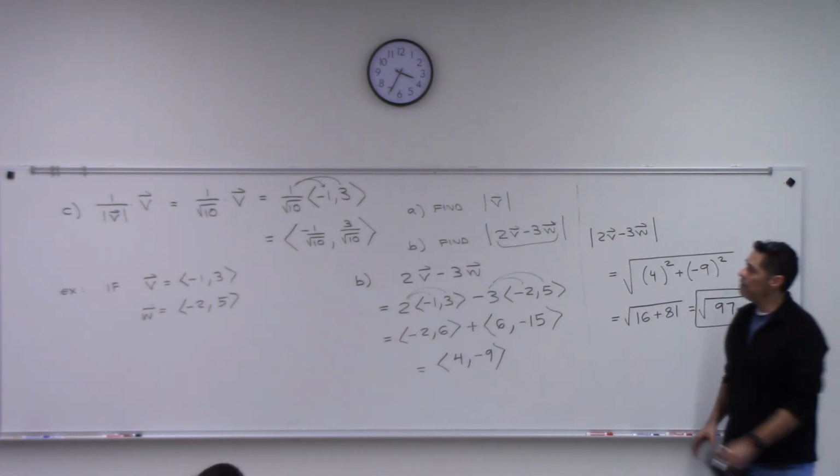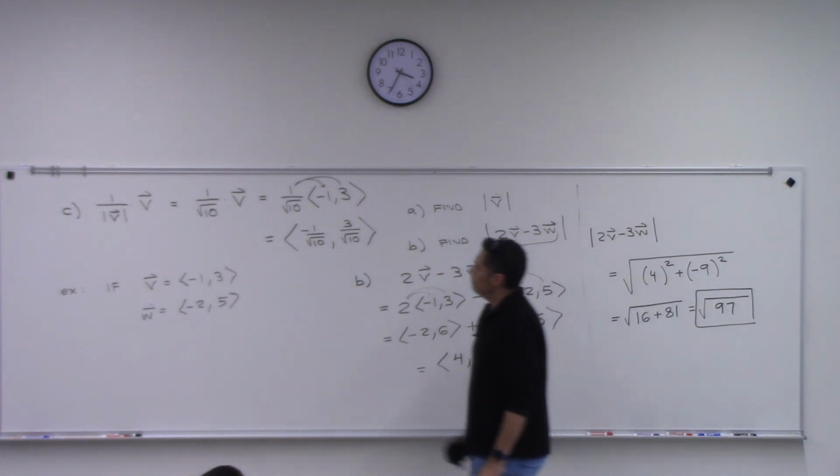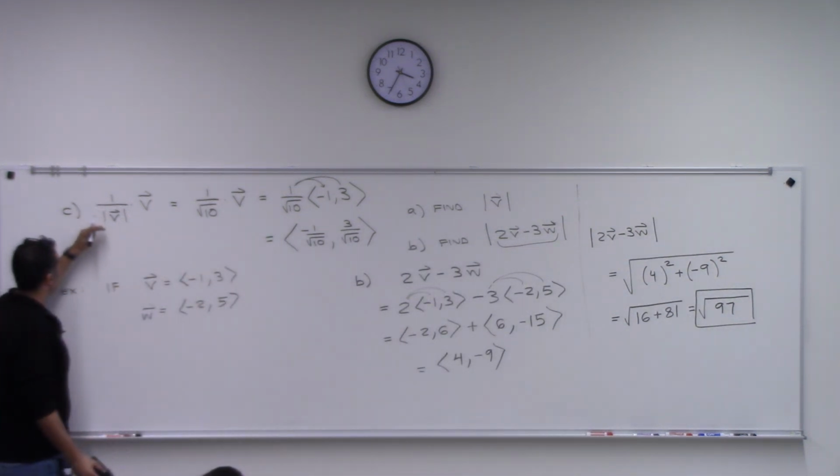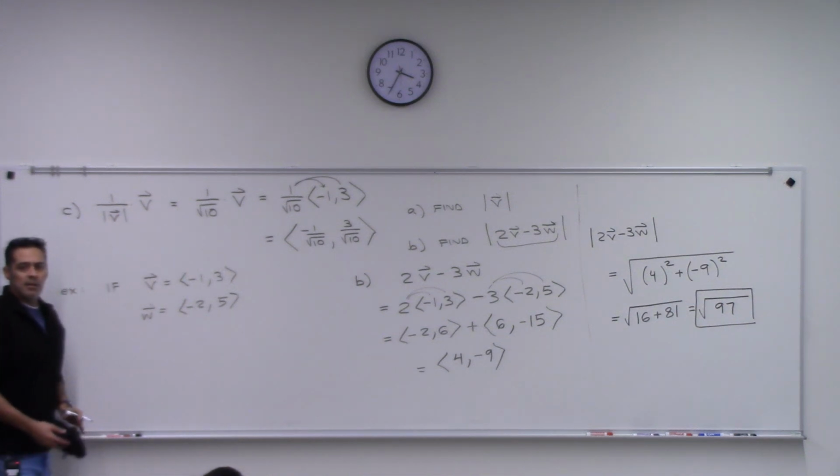I was going to ask why you didn't use negative 2 by root. Oh, yeah, because I wanted to know 1 over the magnitude of V times V. All right.